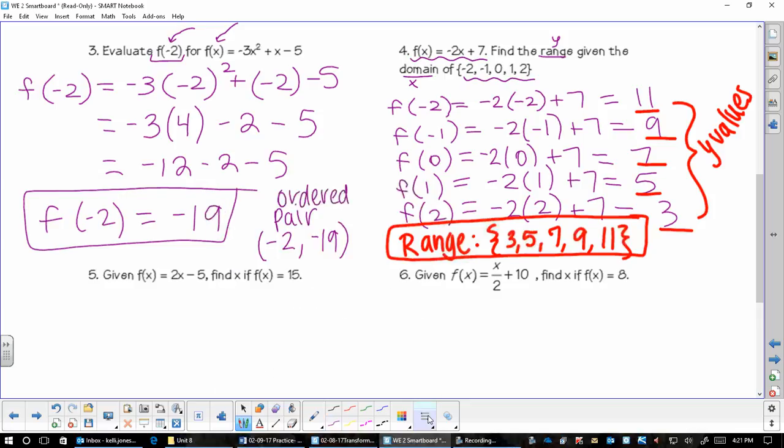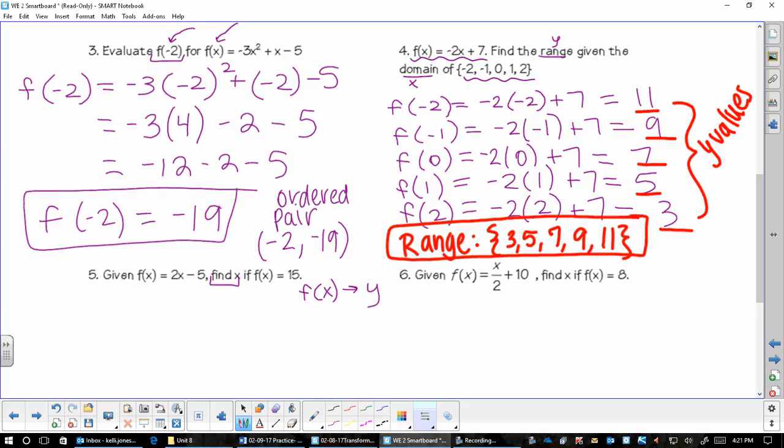Alrighty, so now number 5. Given f of x equals 2x minus 5, I have this equation, find x. That gives this away. It tells you what you're doing. What are you looking for here? It says find x if f of x is 15. Basically, f of x, because of function notation, do you guys remember f of x is the same thing as y. So whenever you see f of x, you could think y. In other words, it's saying find x if y is 15.